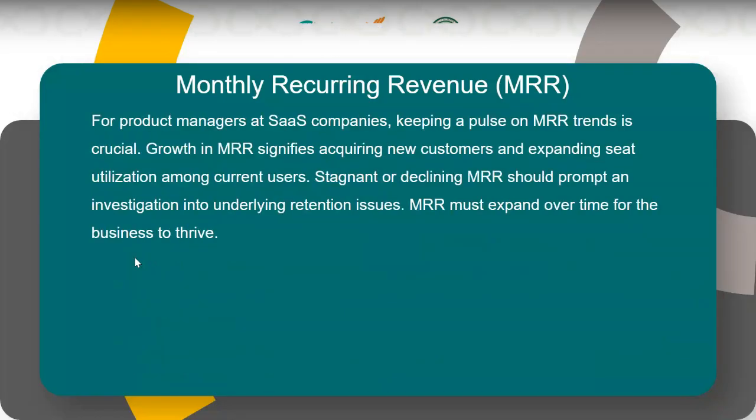All right. So for product managers at SaaS companies, keeping a pulse on MRR trends is crucial. Growth in MRR signifies acquiring new customers and expanding sales among current users. Stagnant or declining MRR should prompt an investigation into underlying retention issues. So if you are seeing that your MRR is declining, you want to start running an investigation, doing a root cause analysis, trying to understand what the issue is. MRR must expand over time for your business to thrive. So your MRR must keep growing.